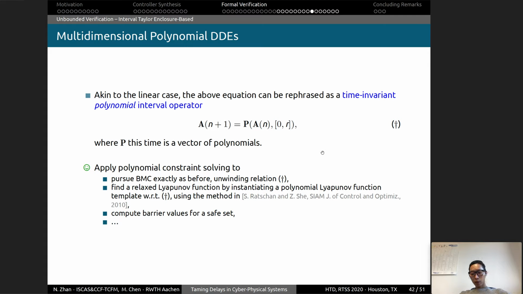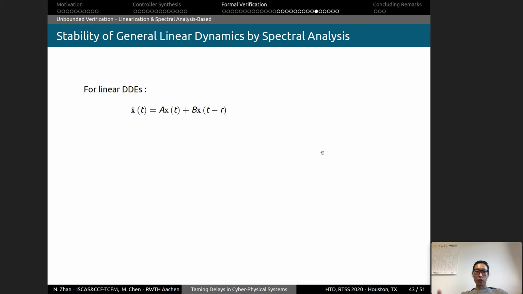Good, but one disadvantage of this method is that it can only deal with the DDEs of a very restricted form. That is the negative feedback shape, where you cannot have current states in your DDE formulation. So now I will present a more general approach, and this is based on linearization and spectral analysis. Now let's first consider some linear delay differential equations written in this way, where A and B are matrices.